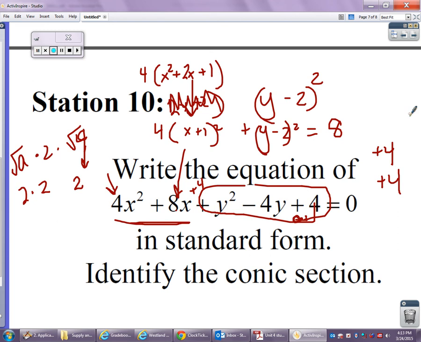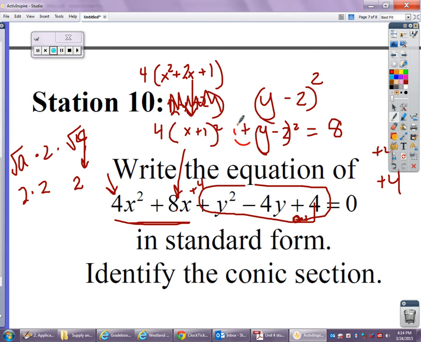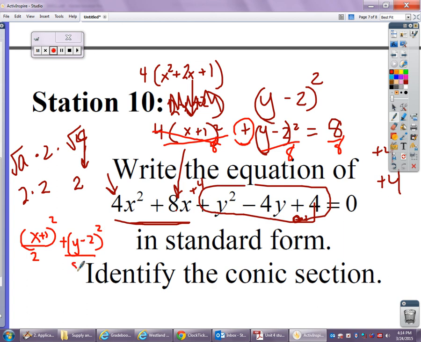So our last step, I'll put this in a different color so you can see it better, is going to be, because there's a plus sign, this is an ellipse. So I'm going to divide both sides by 8. Here the 4 and the 8 cancel out and reduce to x plus 1 squared over 2 plus y minus 2 squared over 8, which equals 1. And there's your final answer.